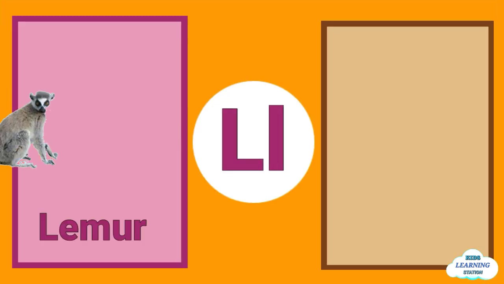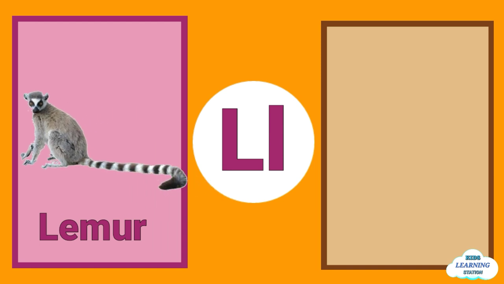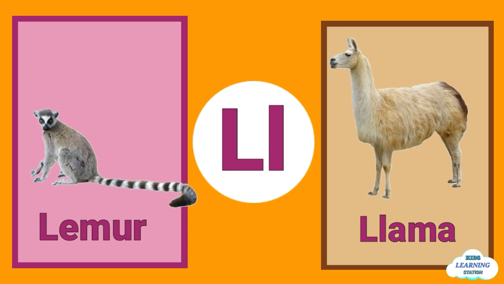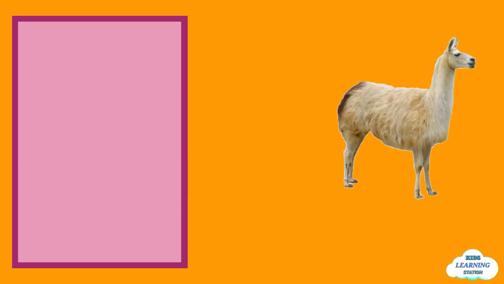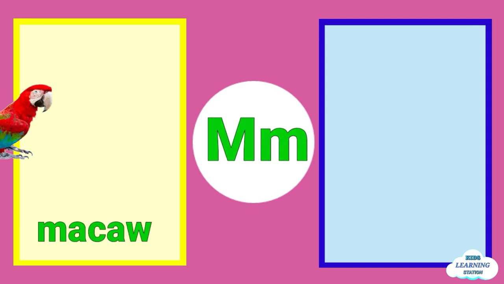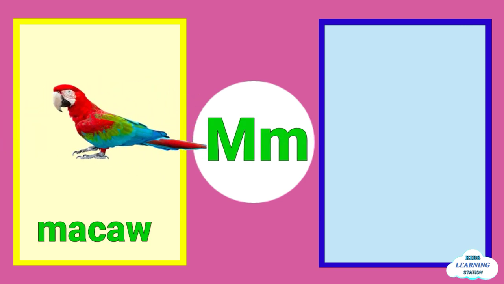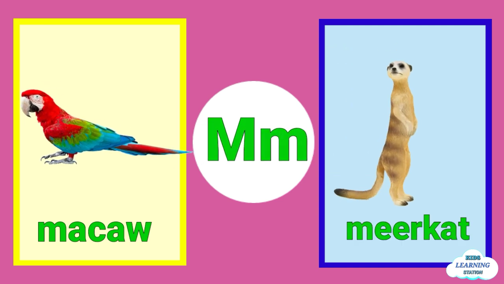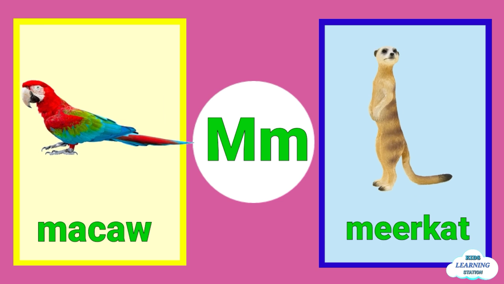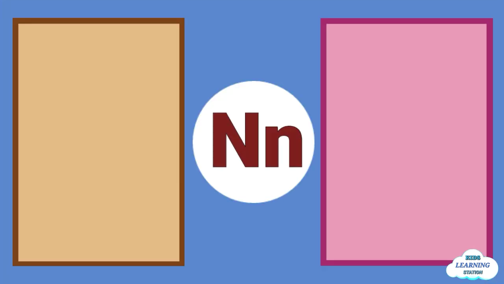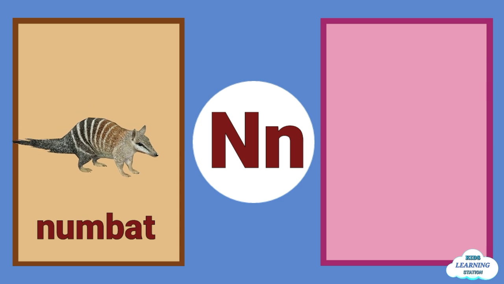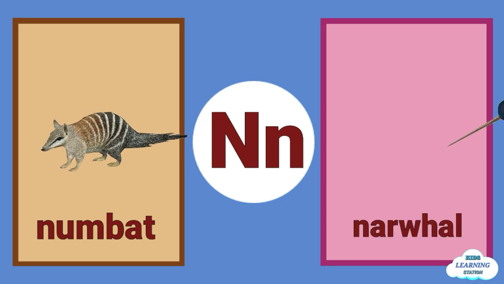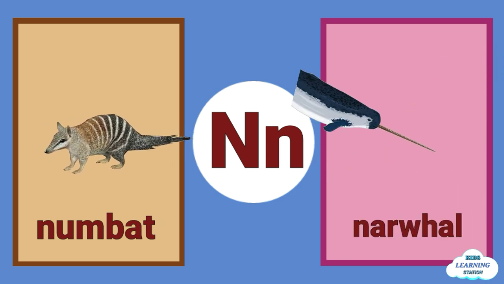L is for lemur. Lemur. L is for llama. Llama. M is for macaw. Macaw. M is for meerkat. Meerkat. N is for numbat. Numbat. N is for narwhal. Narwhal.